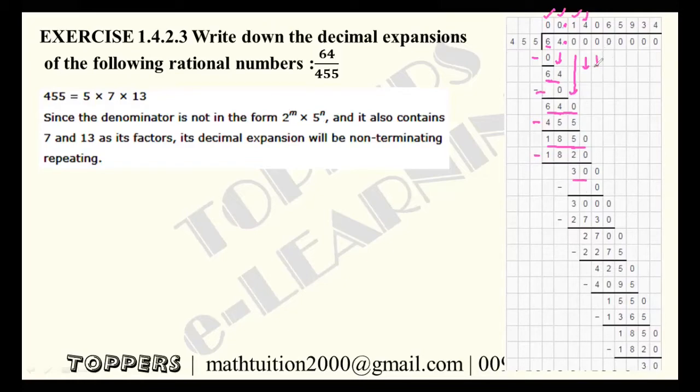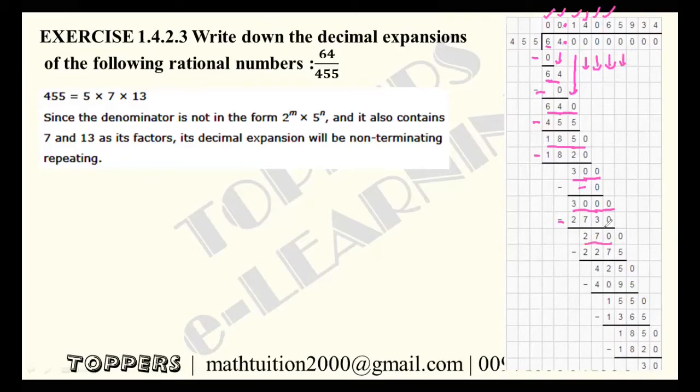Bring the next 0 down. So we have 300. In 300, how many times? 300 is small, so it is 0 times. 0 multiplied by 455 is 0. On subtraction, we are getting 300. Bring the next 0 down, so it is 3000. In 3000, how many times does 455 go? 6 times. 6 multiplied by 455 is 2730. On subtraction, we will get 270.